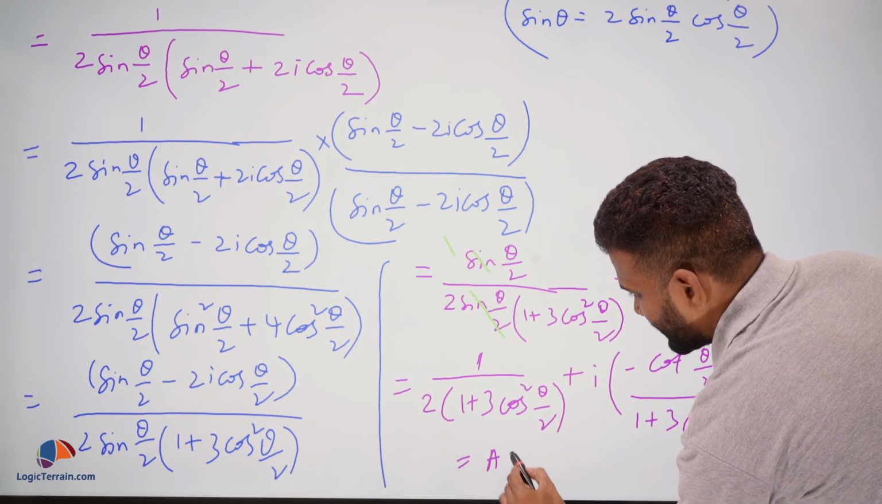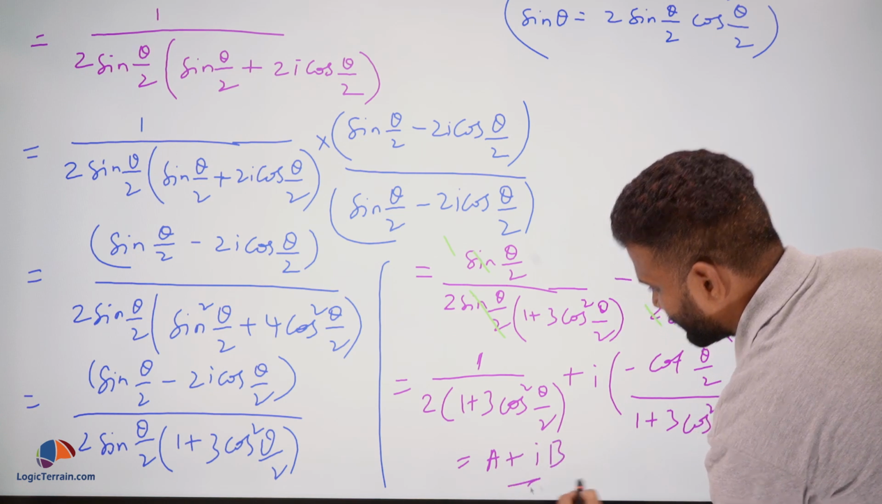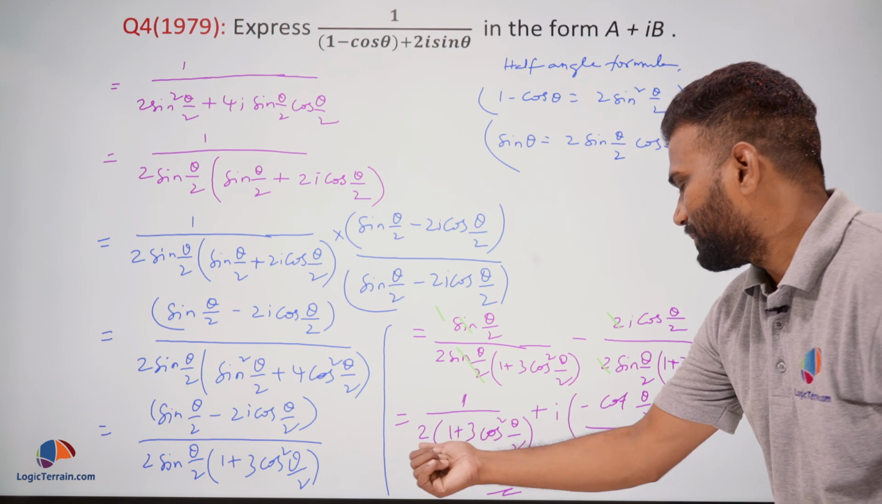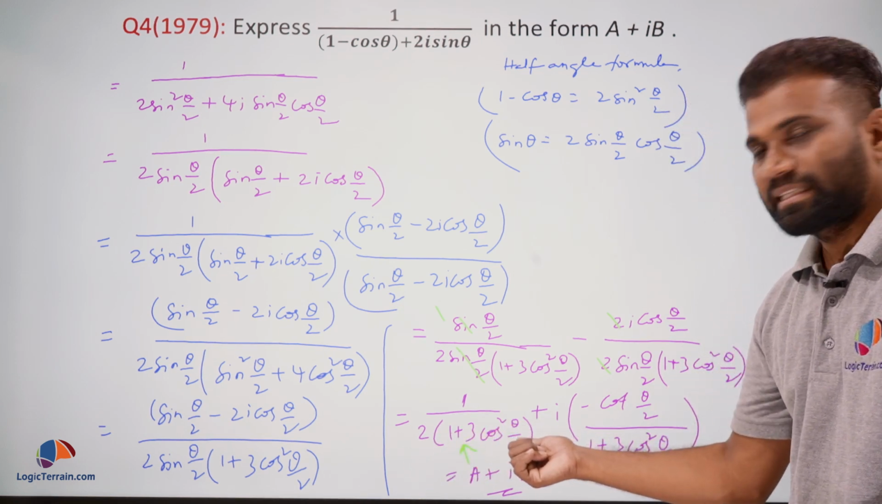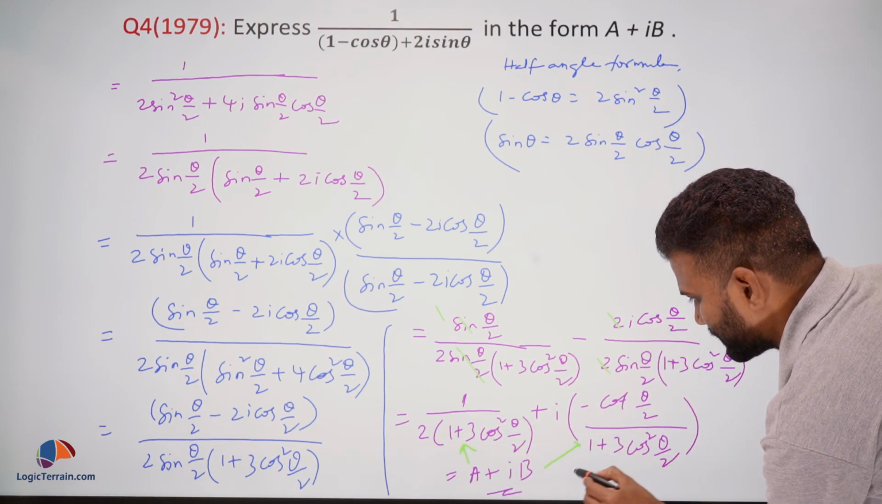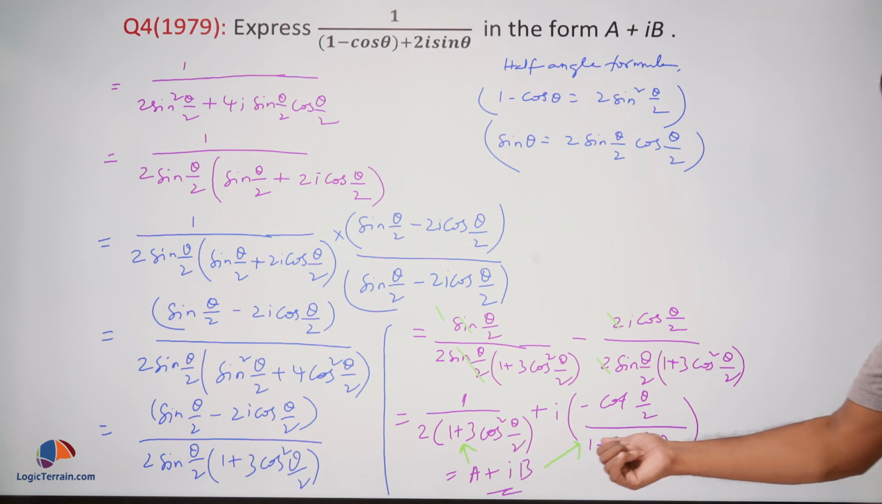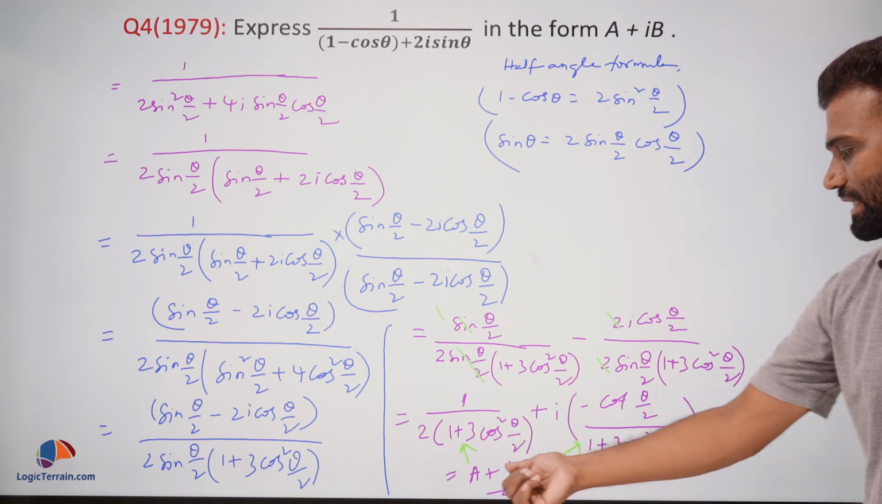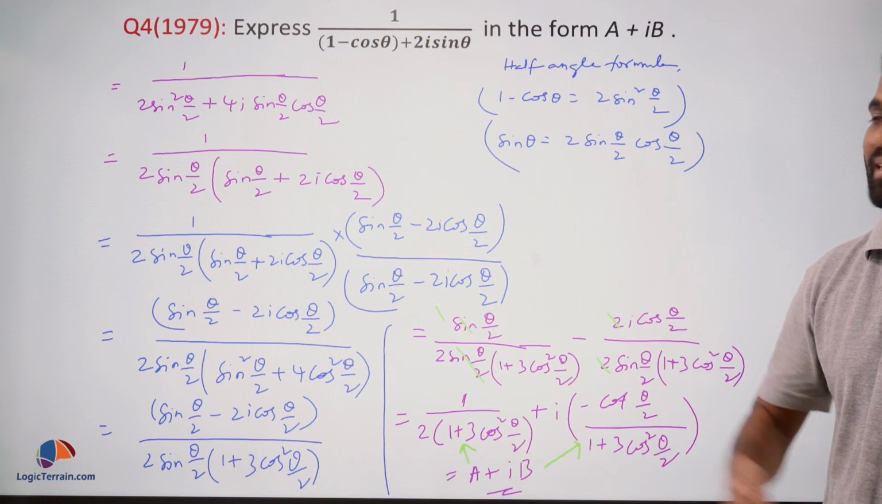This is our required a plus ib form. Therefore here a is 1 upon 2 into 1 plus 3 cos square theta upon 2, and b is negative cot theta upon 2 upon 1 plus 3 cos square theta upon 2. This is our required a plus ib form. Clear? This is it.